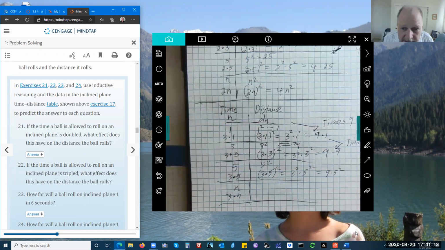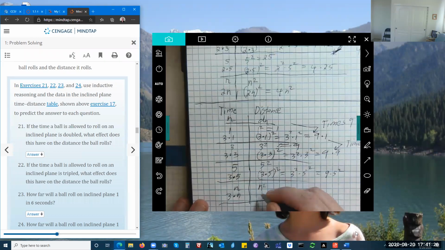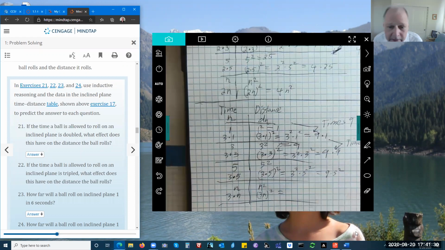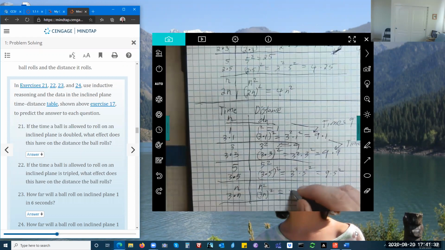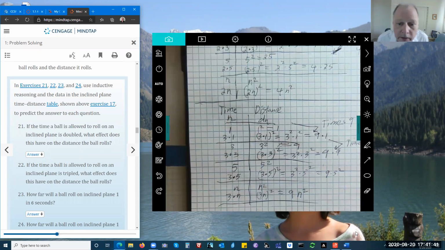So we go 5 seconds. The distance is 25 units. But if you go 3 times more, 15 seconds, it's 9 times 25. 9 times bigger. If you go any old amount of time versus 3 times as much, you're looking at n squared for the time versus 9n squared.